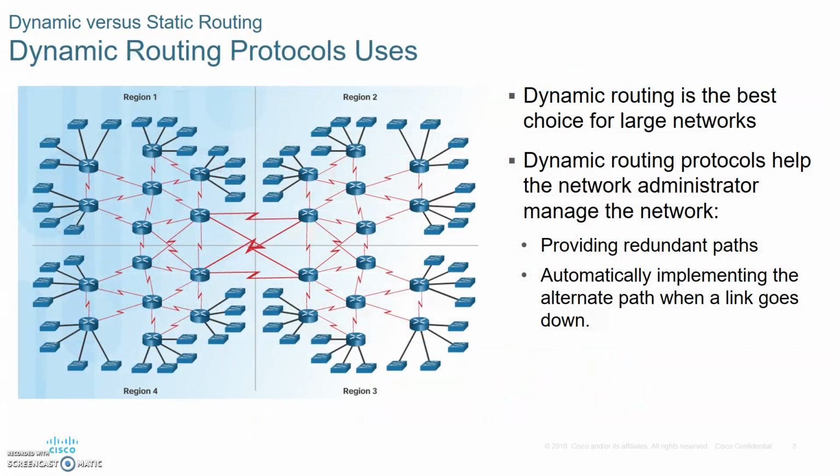So when your network becomes too big, it's not wise to run static route alone. It's better to run dynamic routing protocol because it helps you to manage your network better. It will provide a redundant path for you automatically, and most importantly, if the main path goes down, then the redundant or alternative path will be automatically brought up, without human intervention, so that you will minimize your downtime.